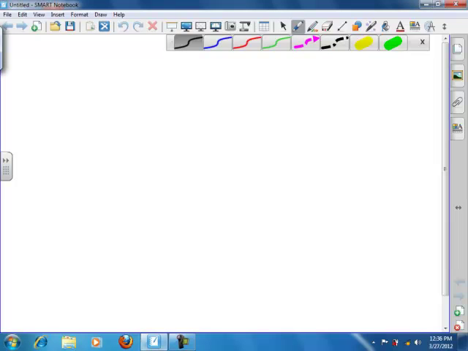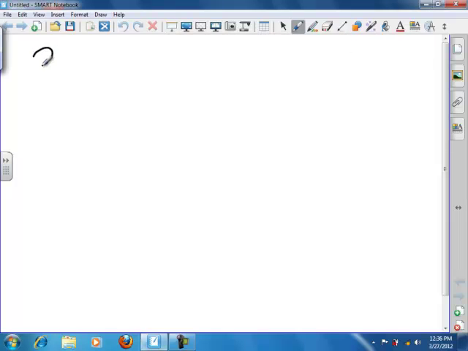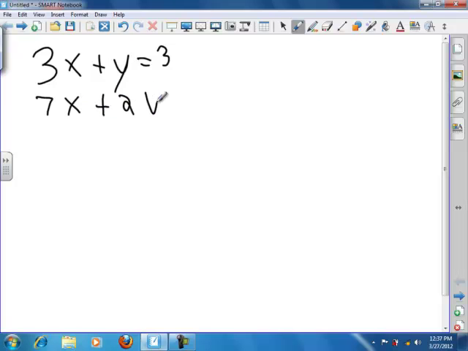Okay, so let's try an example. Let's look at the example in the homework. We had 7x... Okay, so here's what we had: 3x plus y equals 3, and 7x plus 2y equals 1. Okay, so let's talk about this.